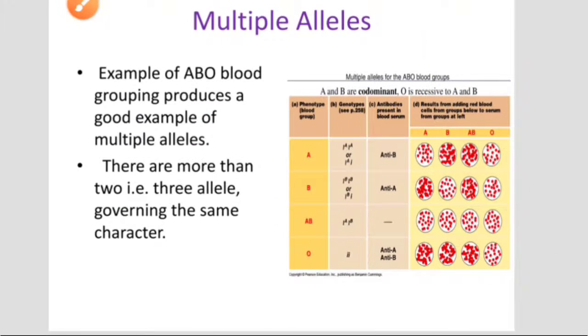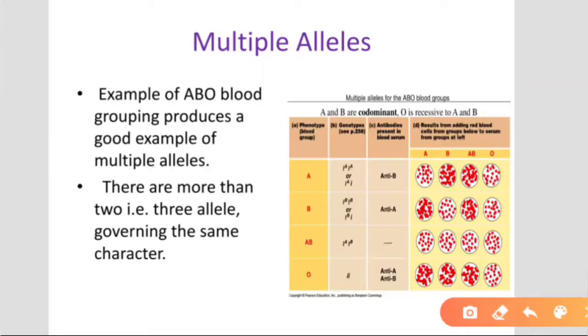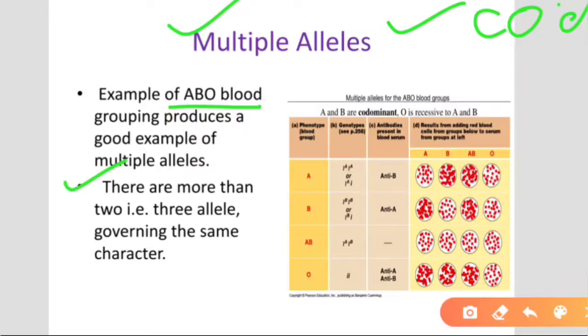Now one more example. This is multiple allele, which is based on the example of ABO blood group of the human population. So you don't get confused: blood group of the human population is an example of codominance, as well as an example of multiple allele. Why is it called multiple allele? Because any character which is controlled by more than 2 genes is called multiple allele.